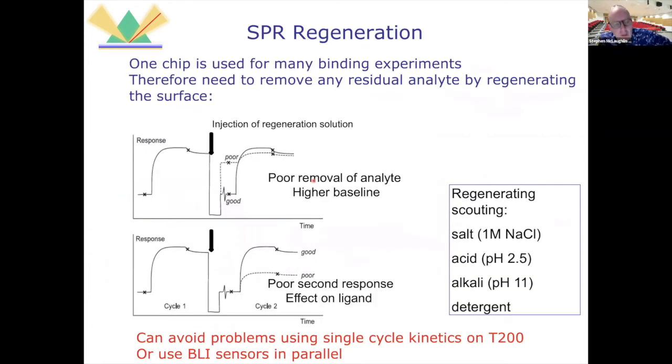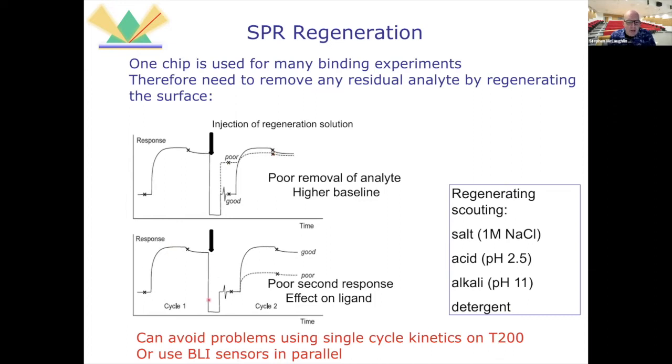So regeneration, for other systems, could be that you use salt or acid or alkali or detergent, and so hopefully what you'll get is you'll regenerate and you'll get back down to baseline. And so when you inject in another concentration of analyte, you'll get a good response. You don't really want a situation where your regeneration doesn't get you back to baseline, because you really then won't get a good response.